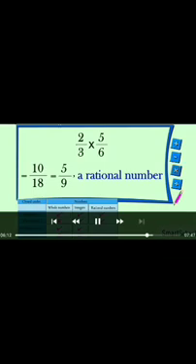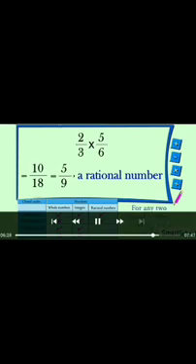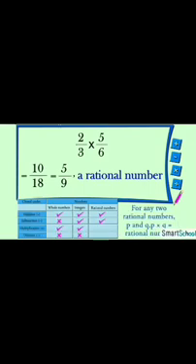Now, let us check for multiplication. Again, you can see when two rational numbers are multiplied, the result is again a rational number. So, for any two rational numbers p and q, p into q is always a rational number. Hence, rational numbers are closed under multiplication as well.